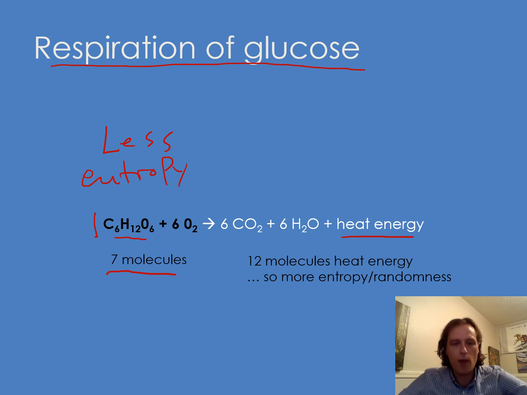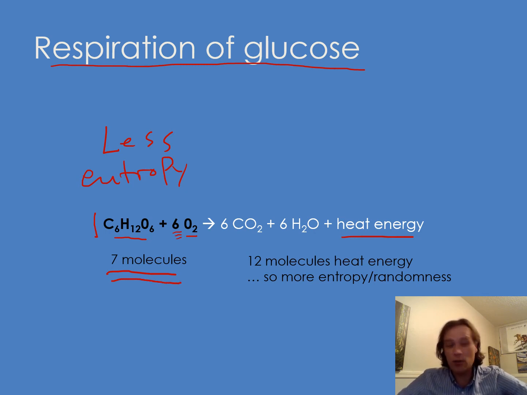This is glucose, 1 molecule. And then right here, this is oxygen, and this big number here, the 6, means that there are 6 molecules of oxygen. I won't be testing on this because this is more chemistry than you need to know at this point, just explaining it to you. So 7 molecules on the left, rather ordered.